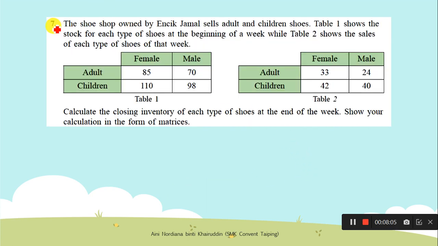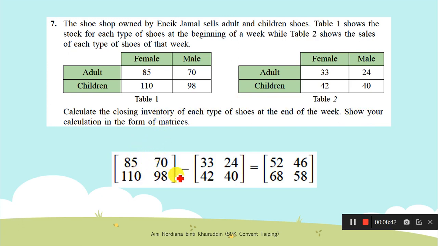Next, question number 7. The shoe shop owned by Encik Jamal sells adult and children's shoes. Table 1 shows stock for each type of shoes at the beginning of a week, while Table 2 shows the sale of each type of shoes of that week. So, calculate the closing inventory of each type of shoes at the end of the week. Show your calculation in the form of matrices.